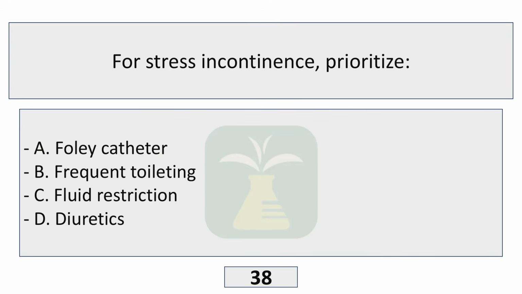For stress incontinence, prioritize A. Foley catheter. B. Frequent toileting. C. Fluid restriction. D. Diuretics.